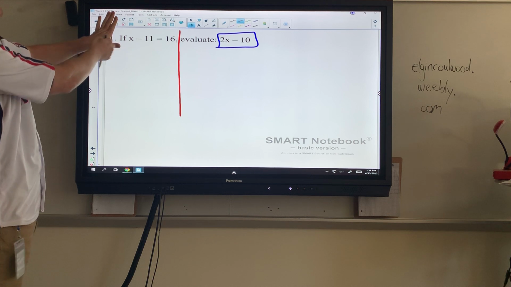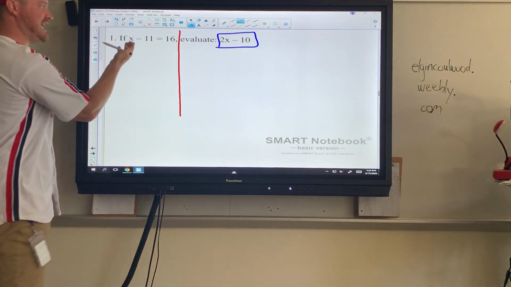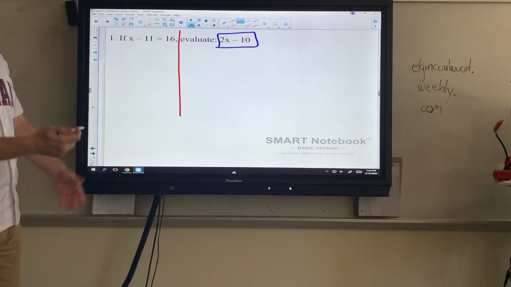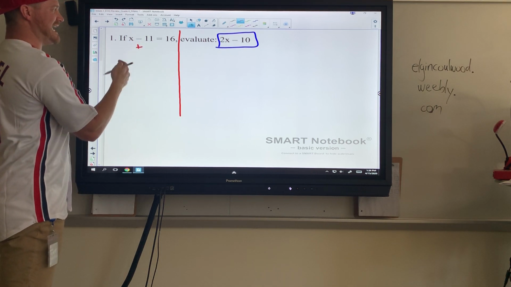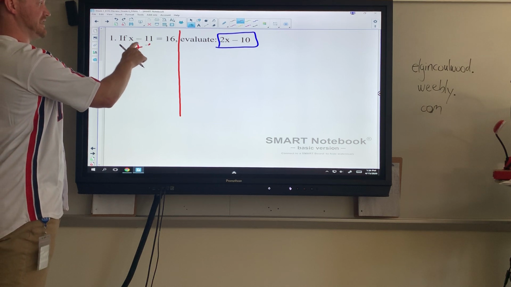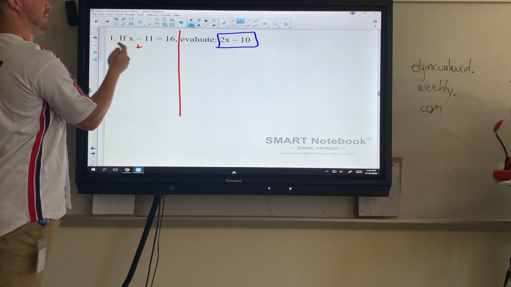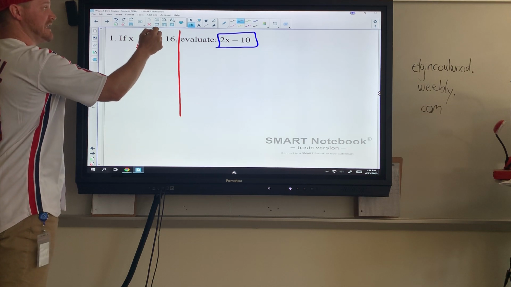That means that this x has to be more than 16. And since we're taking away 11 from it, we know that it's literally got to be 11 more than 16. We can solve this by taking the inverse of this operation. Remember, we got to get the x by itself. We got to isolate it. So we take the inverse of minus 11, which is plus 11.